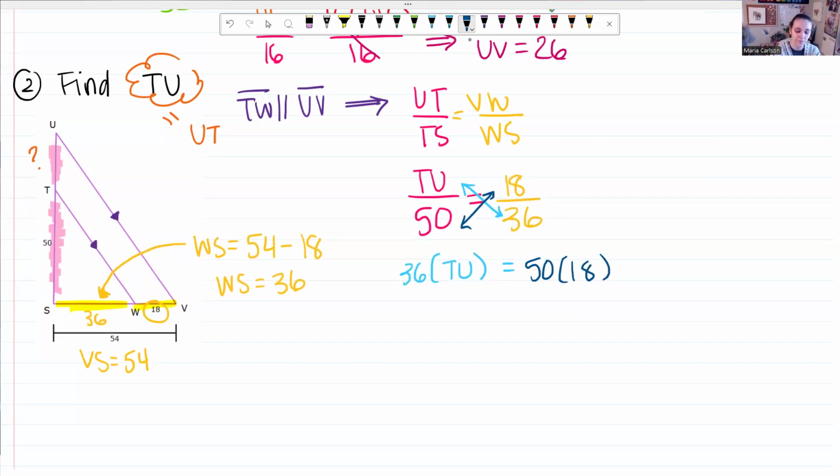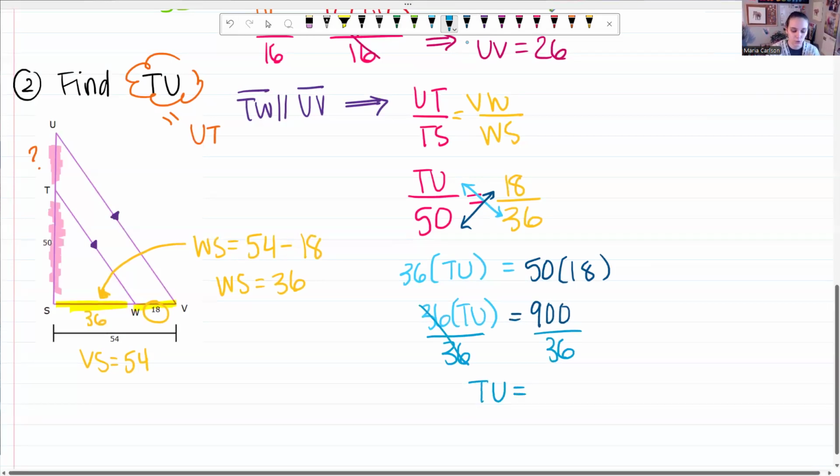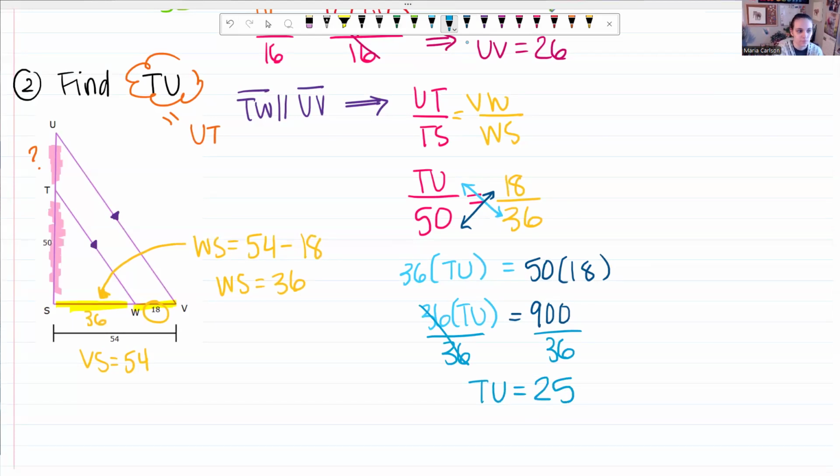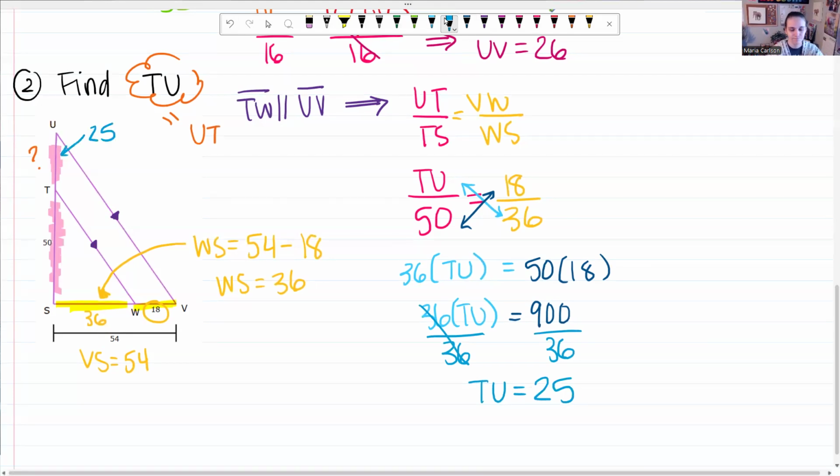And if you multiply 50 times 18, you get 900. So we have 36 times TU is equal to 900. My final step then would be divide by 36. So if I divide by 36, the 36's will cancel, and we get TU itself is equal to 900 divided by 36 is 25. So this length here is 25 units.